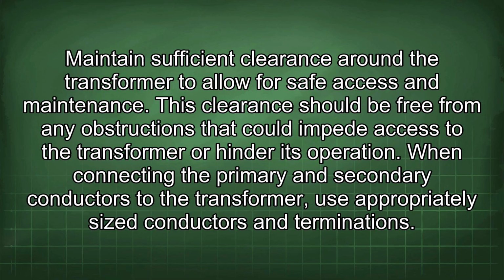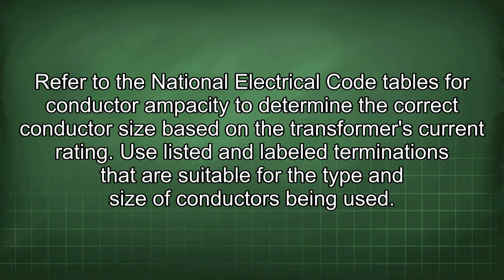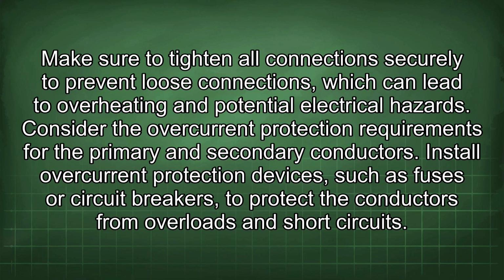When connecting the primary and secondary conductors to the transformer, use appropriately sized conductors and terminations. Refer to the National Electrical Code tables for conductor ampacity to determine the correct conductor size based on the transformer's current rating. Use listed and labeled terminations that are suitable for the type and size of conductors being used. Make sure to tighten all connections securely to prevent loose connections, which can lead to overheating and potential electrical hazards.